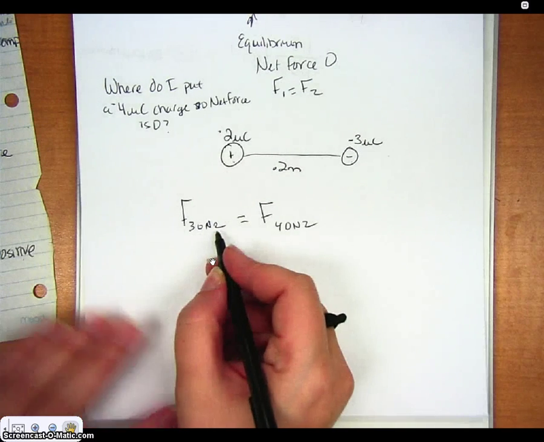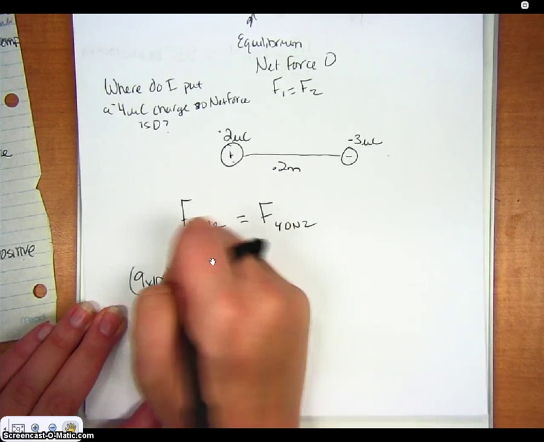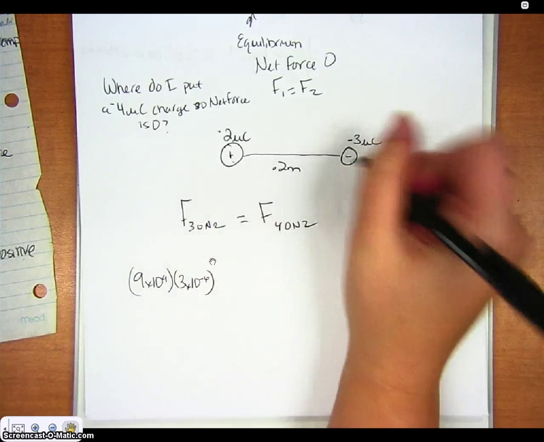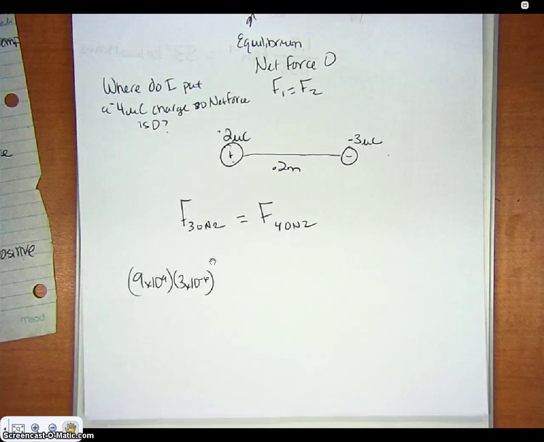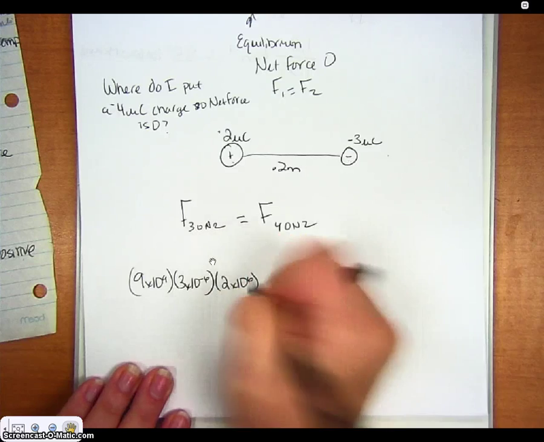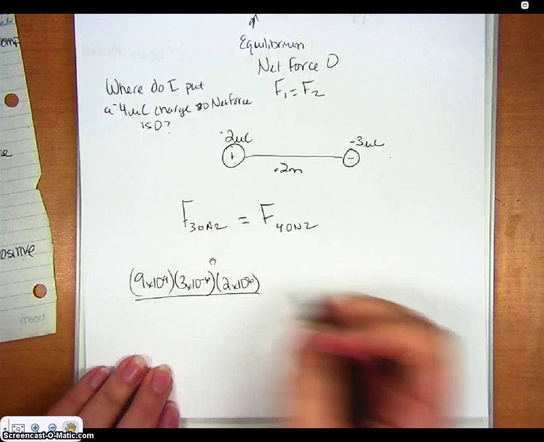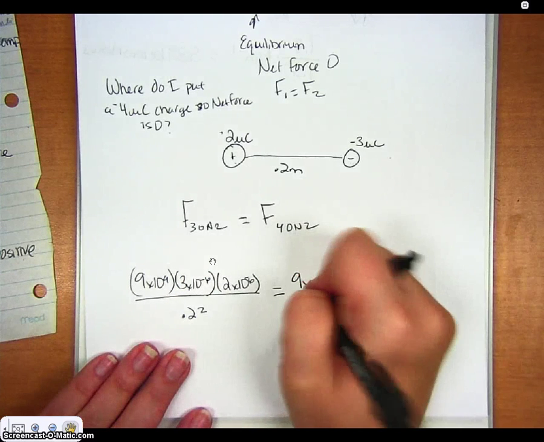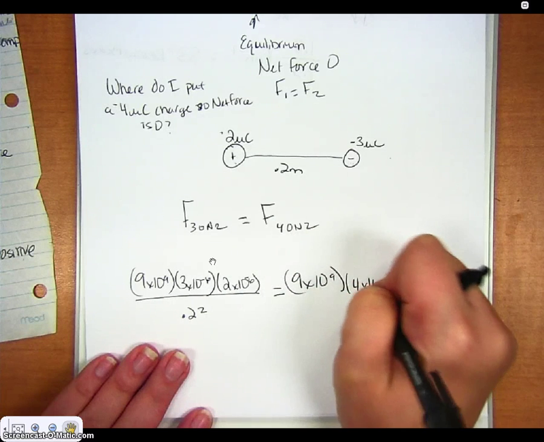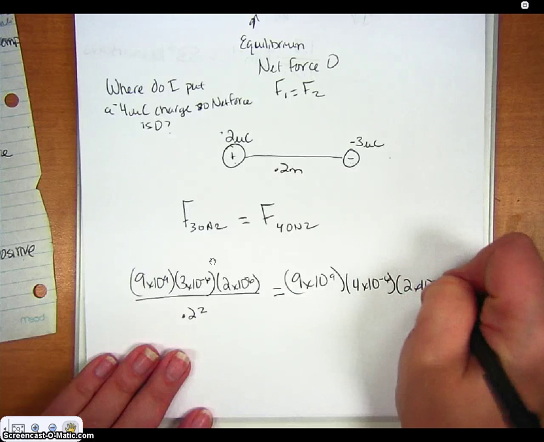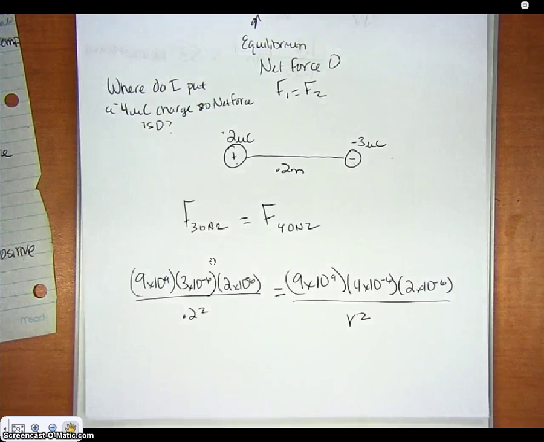So this is electric force, so we have 9 times 10 to the 9th for Coulomb's constant, times 3 times 10 to the negative 6. And again, I just ignore these positives and negatives because that just tells me direction, which I can figure out visually a lot easier than trying to remember positive, negative, all that mess. Then we have 2 microcoulombs, that should be negative 6 there, all divided by 0.2 squared, has to be equivalent to the force: 9 times 10 to the 9th, times 4 times 10 to the negative 6 for the 4 microcoulomb charge that I'm going to place somewhere, times 2 times 10 to the negative 6, all divided by r squared. So that's what we're trying to solve for.